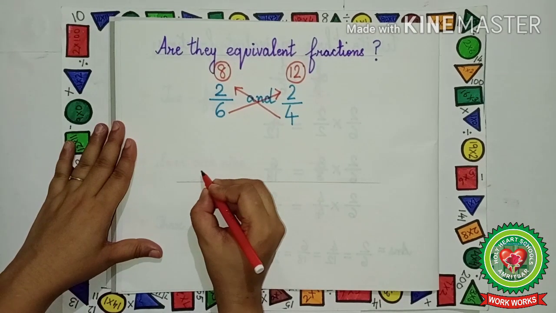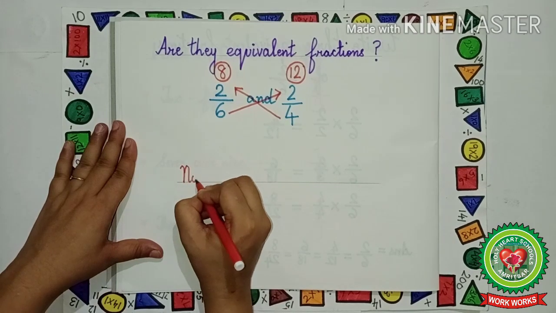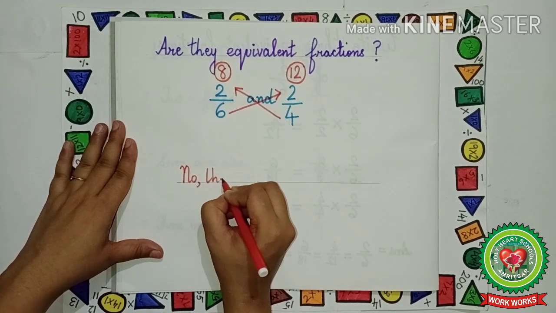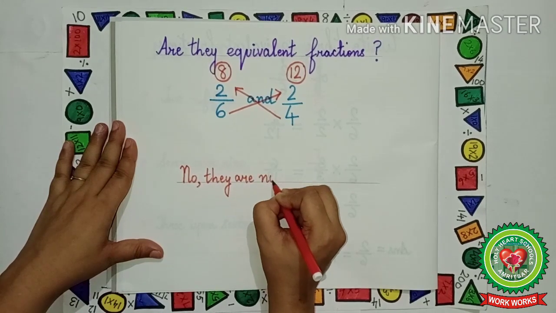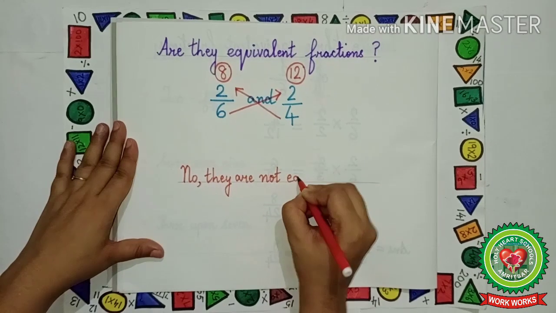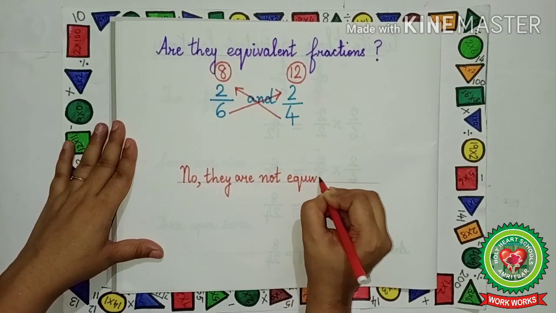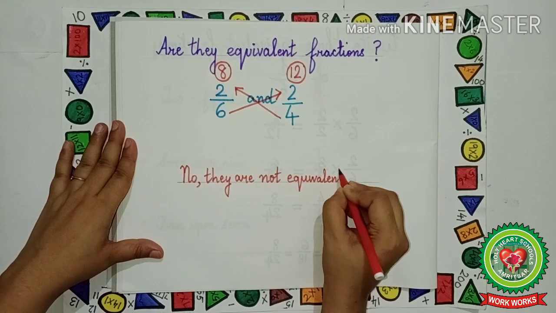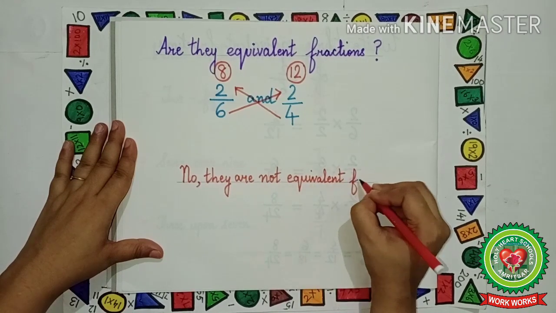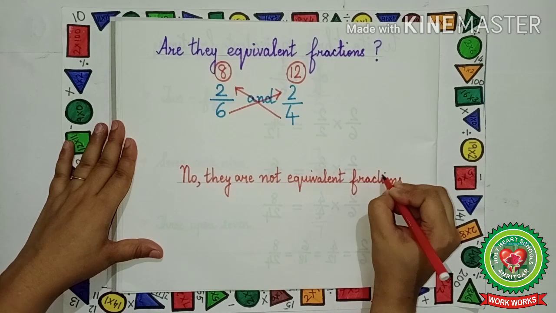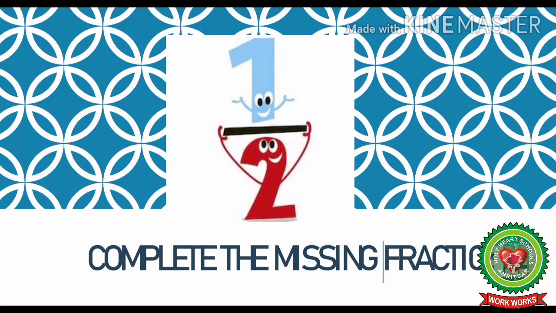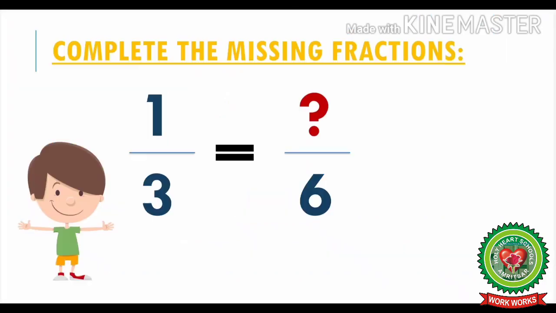So, in the answer we will write, no, they are not equivalent fractions. Now let us learn how to complete the missing fractions. Let us take one example.